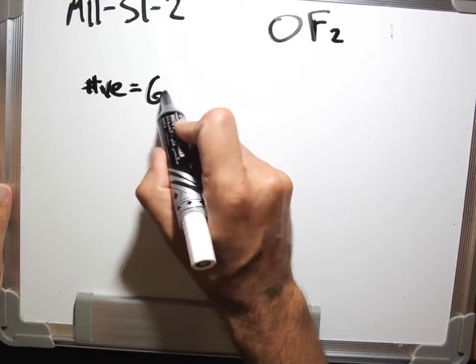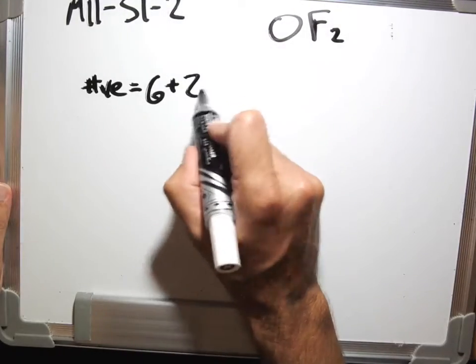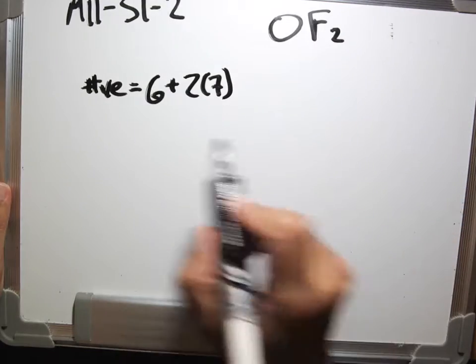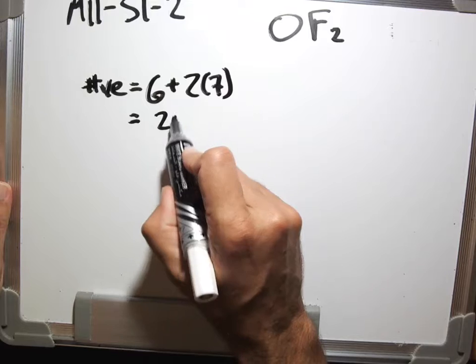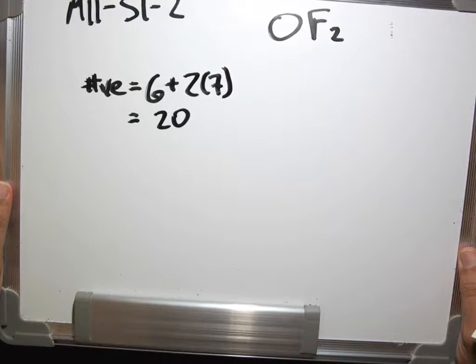Oxygen is in group 6. We have 2 from group 7. So here we have 14 plus 6 for a total of 20 valence electrons.